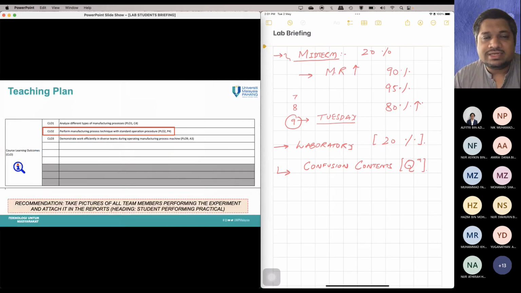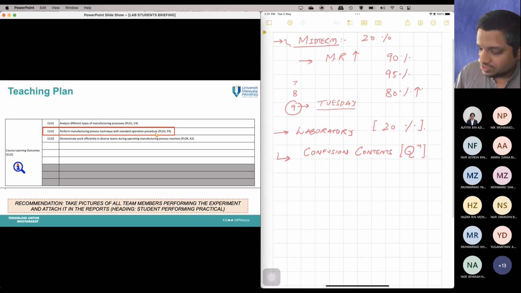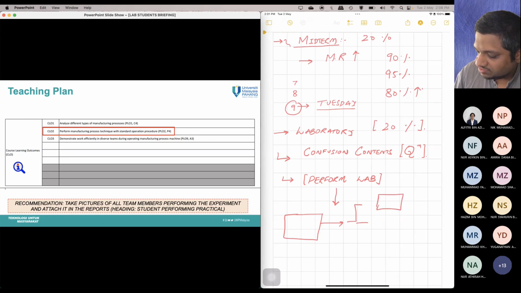In your teaching plan, we've got course learning outcome number 2, perform the manufacturing process technique with standard operating procedure. So it is very important for students to perform the lab, which means that while you are performing the lab, take snapshots, take pictures of all the manufacturing process, take pictures of you performing the process.